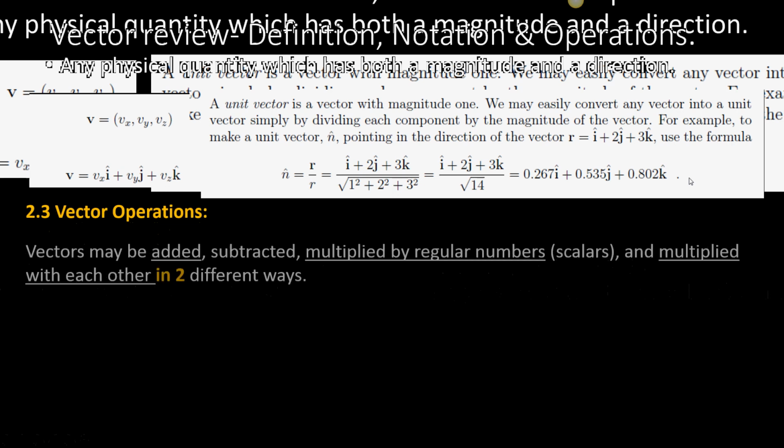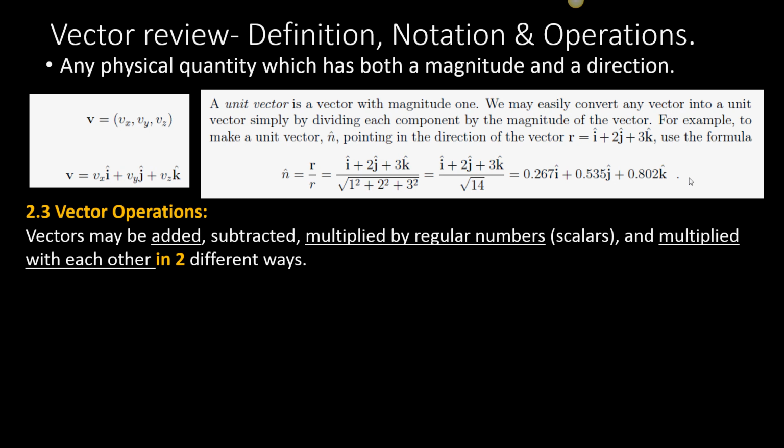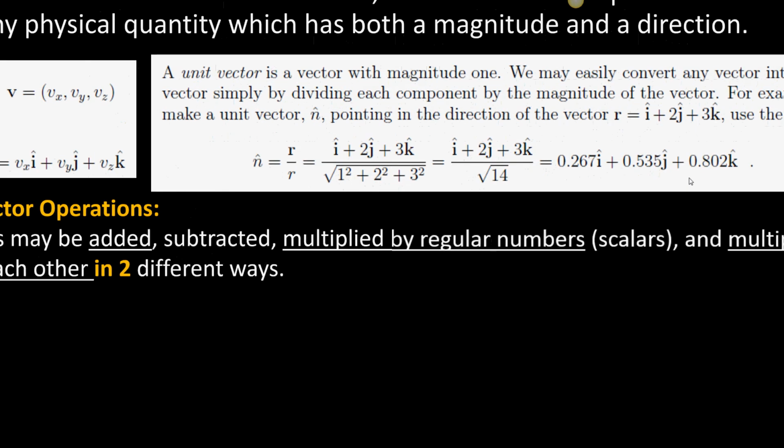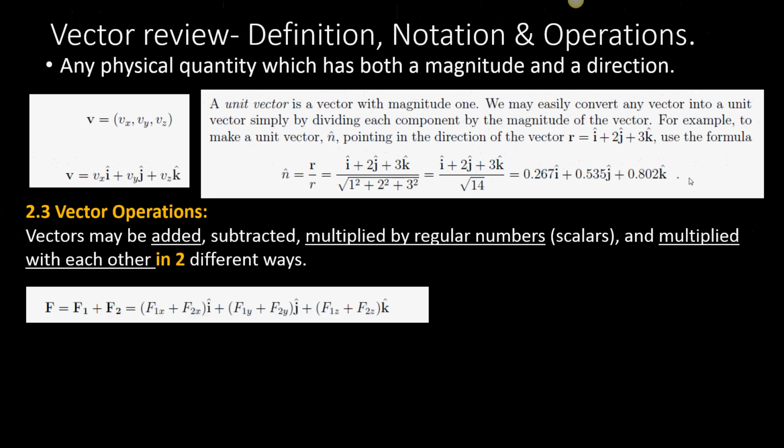Okay, so vectors can be added, subtracted, or multiplied by regular numbers, and regular numbers are scalars, and they can be multiplied by each other in two different ways. We'll talk about one today. For example, the force vector F, which is the total force, is the sum of F1 plus F2. Now, this is just a particular case. It's not any particular problem we're doing yet.